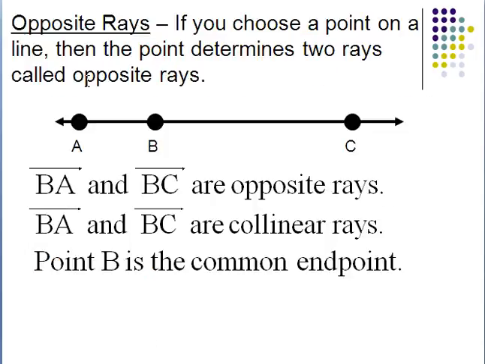Alright, let's talk about opposite rays. If you choose a point on a line, then the point determines two rays called opposite rays. So we have ray BA and ray BC are opposite rays. BA and BC are also called collinear rays. Point B is the common endpoint because it's acting as an endpoint for both rays.